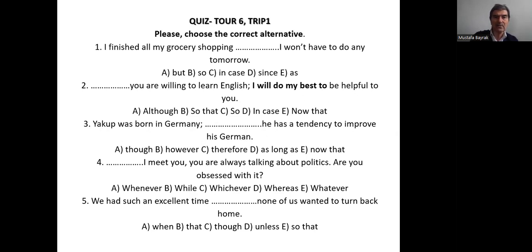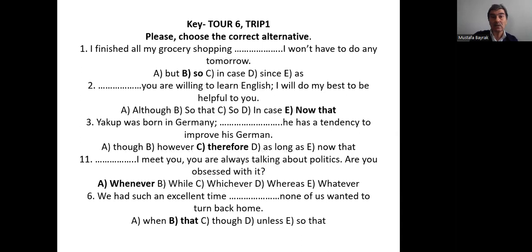Okay. 5, we had such an excellent time, blank. None of us wanted to turn back home. We had such an excellent time that. Yes, none of us wanted to turn back. Okay. This is the key. Yes.